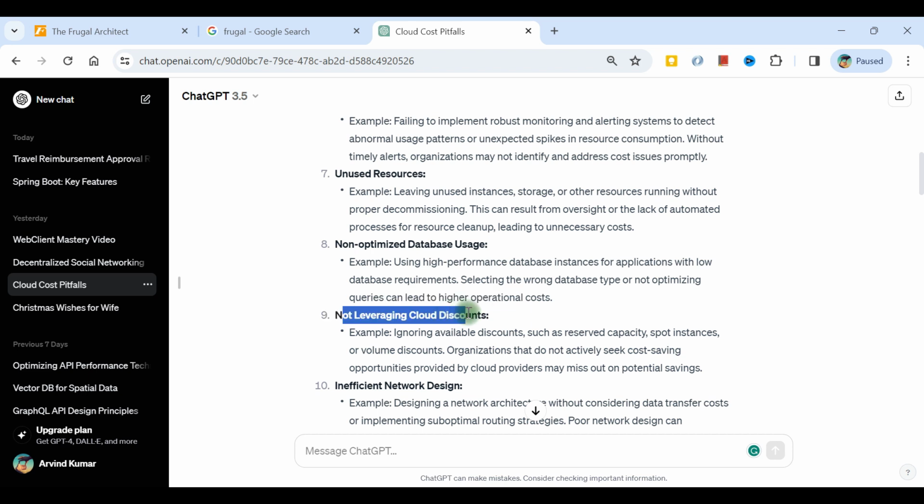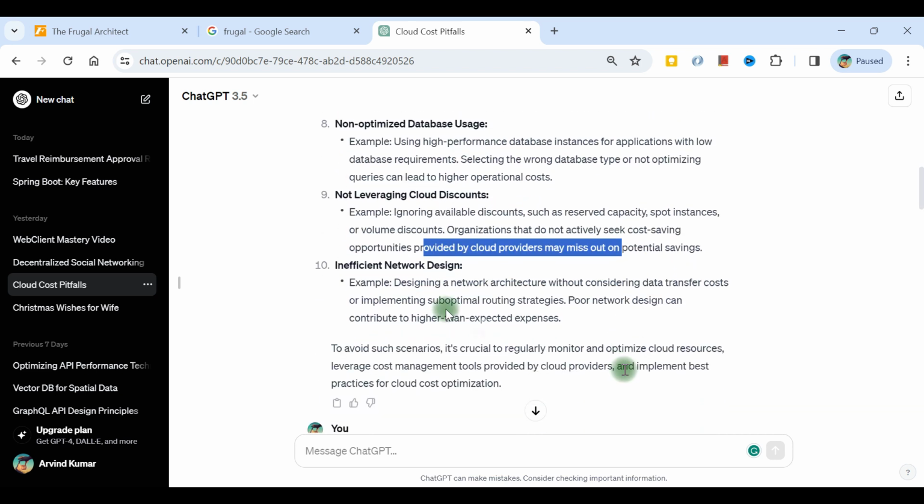Not leveraging cloud discounts. Ignoring available discounts such as reserved capacity, spot instances, or volume discounts. Organizations that do not actively seek cost saving opportunities provided by cloud providers may miss out on potential savings.